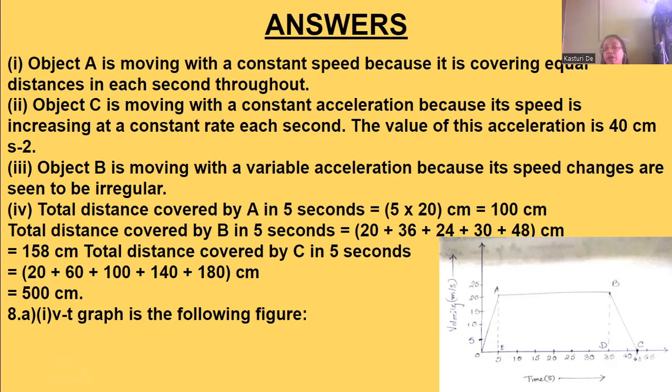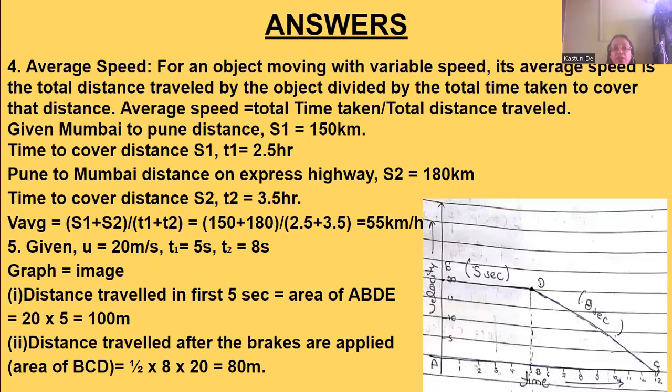Total distance covered by B is found by adding all the distances covered in every second, and that will give you 158 centimeters. And for C, again we need to add all the distances covered by C in 5 seconds, so that will give us 500 centimeters. Okay. Now let's move on to question number 8.